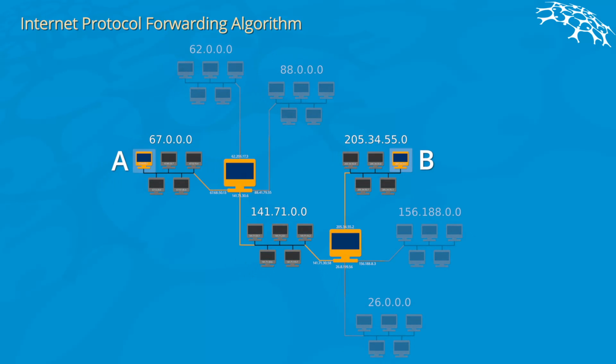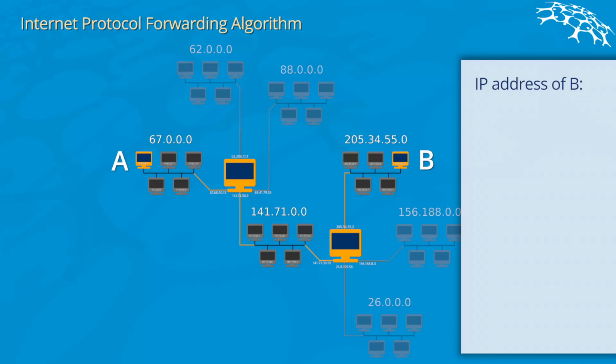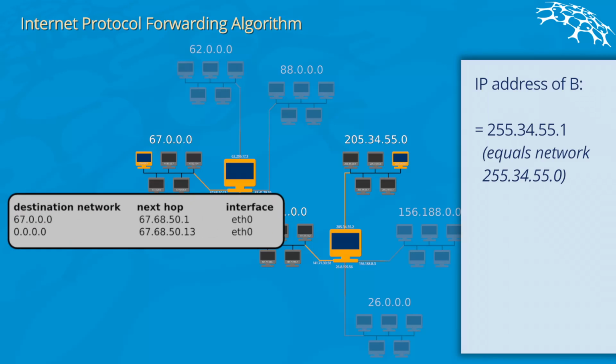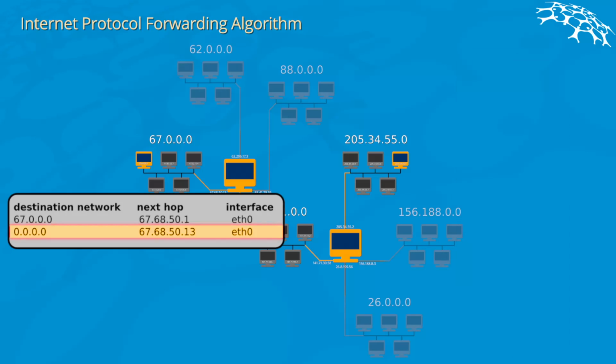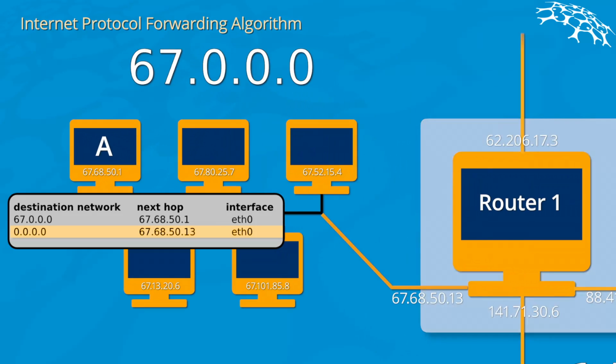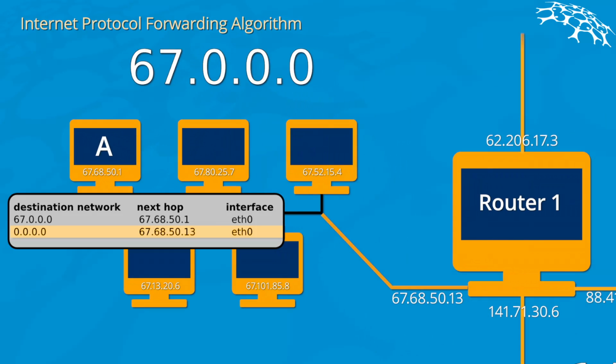Like in the physical postal system, computer A needs to know the address of computer B. Computer A scans its routing table for the destination network 205.34.55.0, which hosts computer B. There is no such entry, but luckily the default route identified by 0.0.0.0 is set. The default route will always be used if we don't find our destination network in the routing table. The next hop identifies a computer in computer A's local area network to which the IP package inside an Ethernet frame should be forwarded. In our case, this is the router of the 67.0.0.0 network.